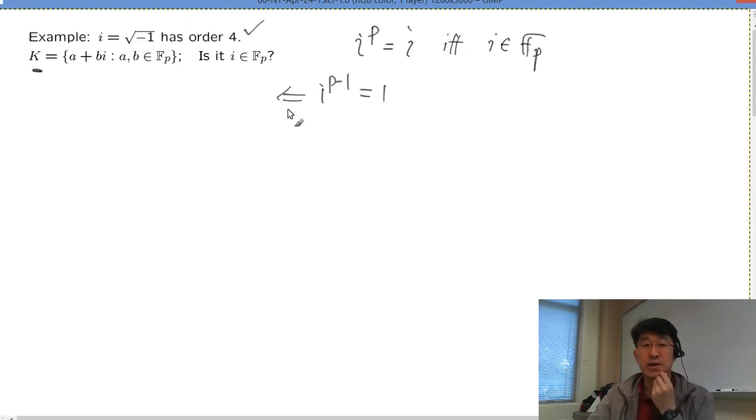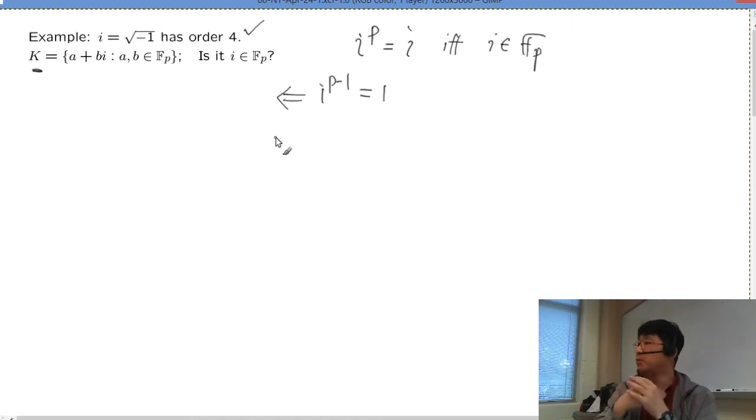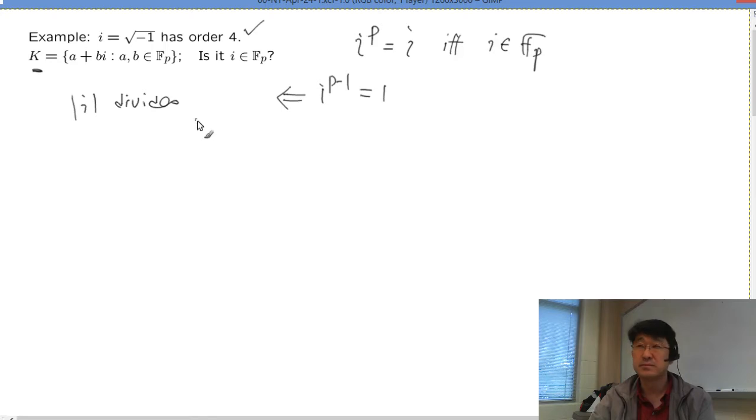So remember that a to the l is congruent mod p. If the order of a is k, then k divides something, right? The order of i divides p minus 1, thank you. What is the order of i? 4. So p minus 1 is divisible by 4. That gives you p equals 1 mod 4. This is the coolest proof. Don't you think?